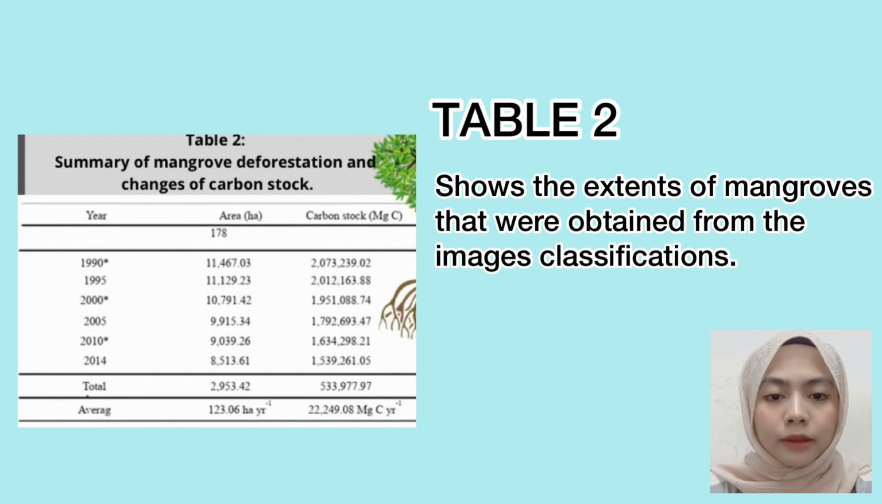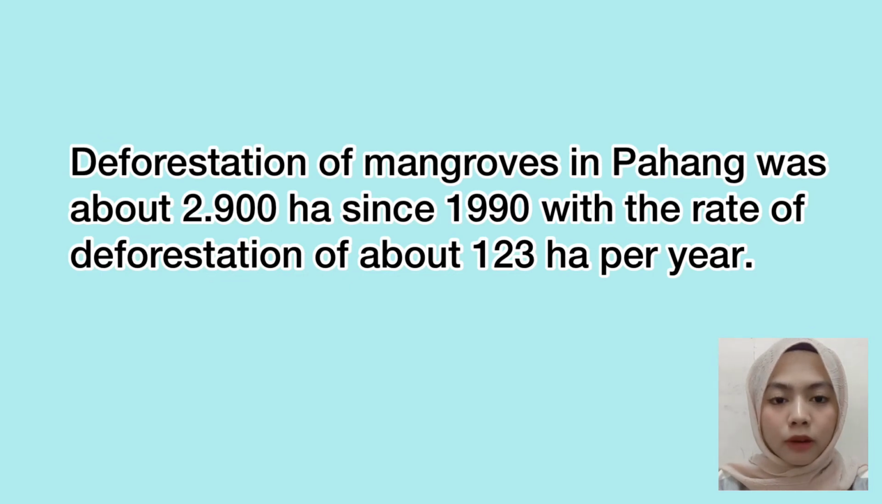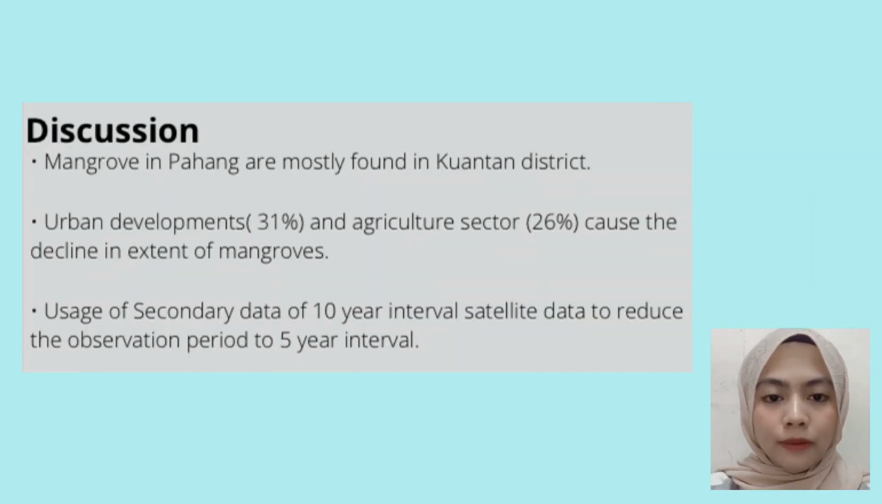In addition to the 10-year interval satellite data, secondary information was used, which has made the observation period reduced to 5-year intervals. Deforestation of mangroves in Pahang was about 2,900 hectares since 1990, with the rate of deforestation about 123 hectares per year. Mangroves in Pahang are mostly found in Kuantan district.